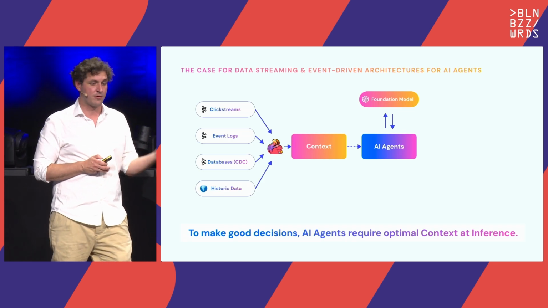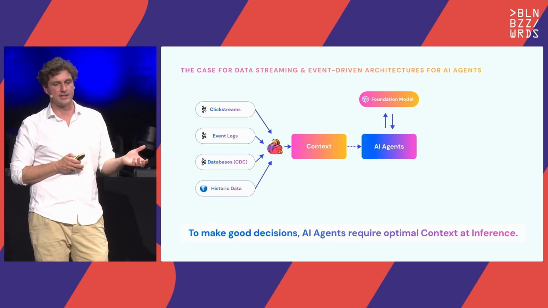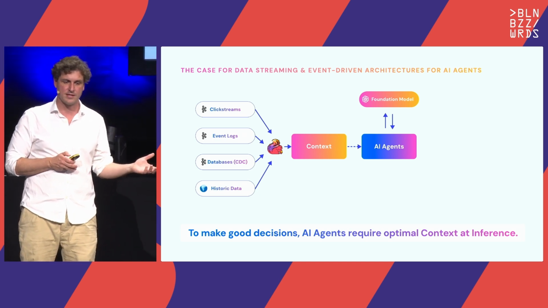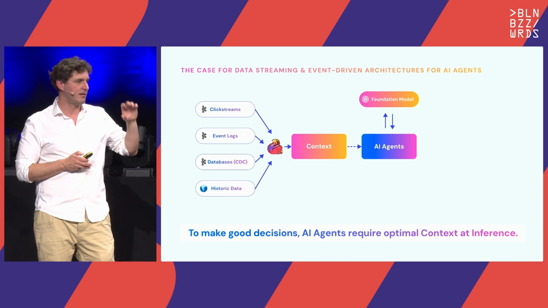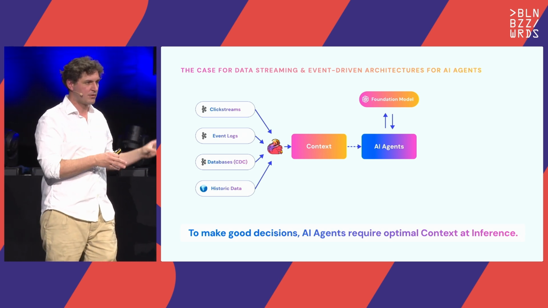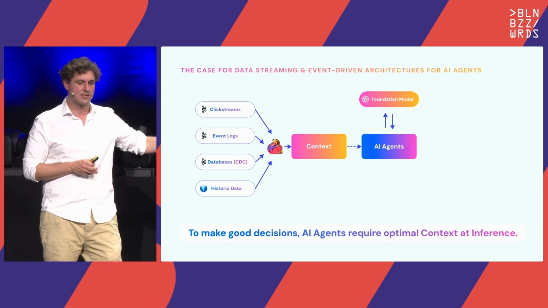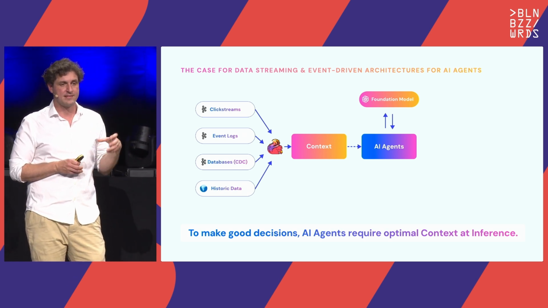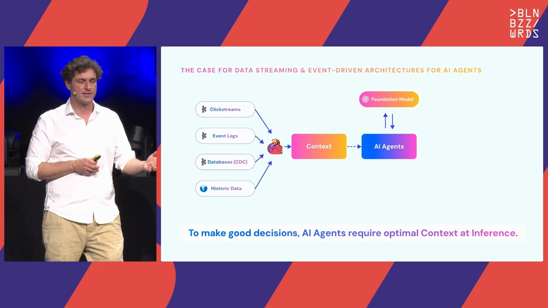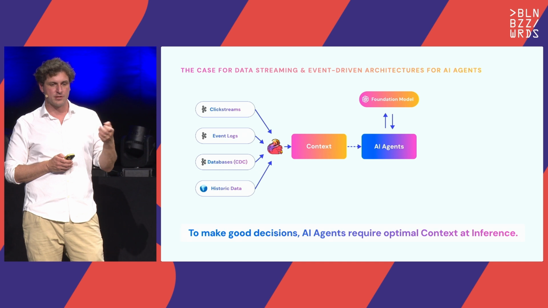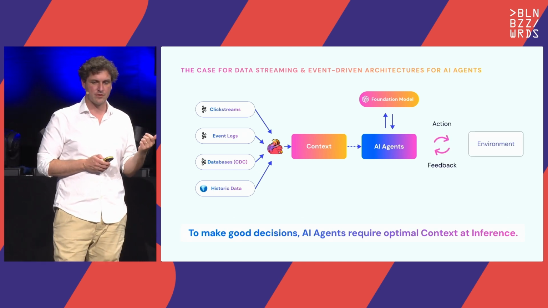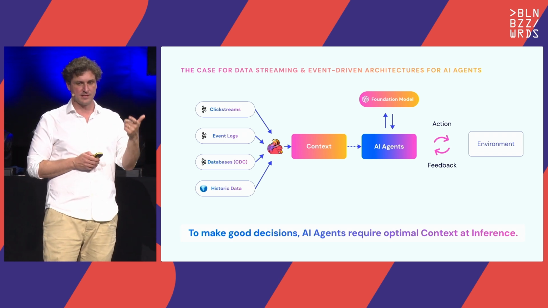We believe that there is a strong case for data streaming and event-driven architecture for AI agents. Think of all the event streams that you have anyway in your organization, but also think of data lakes, everything that is stored for your organization, all the historic data, and this is all context. That needs to be pre-computed and provided to the agents as additional context to then invoke a foundation model, and from there trigger some actions influencing the environment.